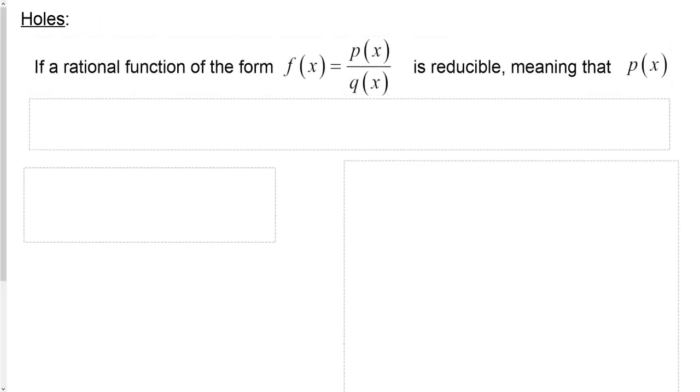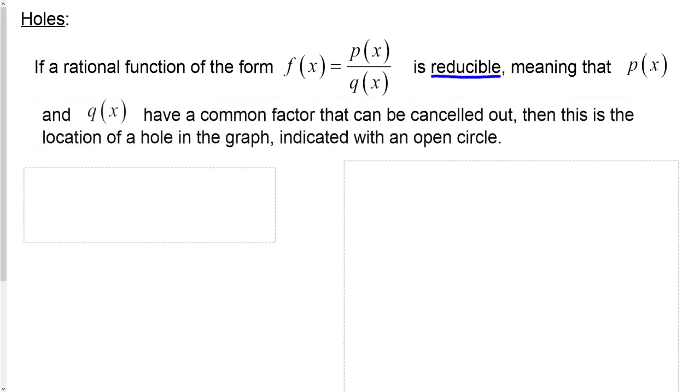Next up, we're going to talk about holes in the graph. If a rational function of the form f of x equals p of x over q of x is reducible, okay, so now we're talking about a reducible rational function, meaning that p of x and q of x have a common factor that can be canceled out, then this is the location of a hole in the graph, which is indicated with an open circle.